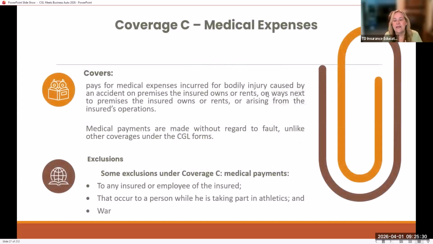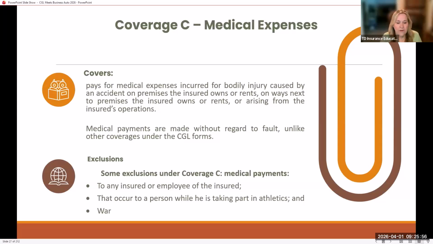Now, your coverage C is medical payments. And with coverage A and B, the business has to be legally liable. They have to be negligent. They have to be at fault. Under coverage C, medical payments, this is for bodily injury to a third person, and they're made without regard to fault, unlike the other coverage A and B. Kind of think about a homeowner policy with medical payments.